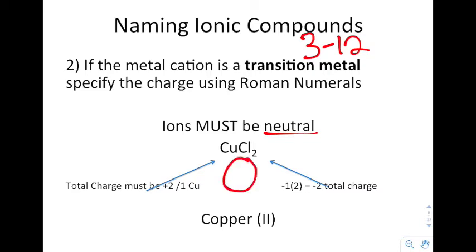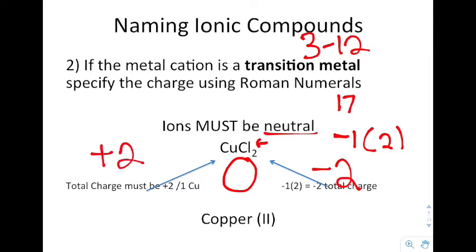So I look at this. Chlorine is in group 17, so each chlorine has a charge of -1. Because there are 2 chlorines, though, that each have a charge of -1, the total charge of my anions is -2. So that means the total charge of my positive has to be +2 as well. But I only have 1 copper, so what that means is the 1 copper has a charge of +2. So the Roman numeral goes 2.